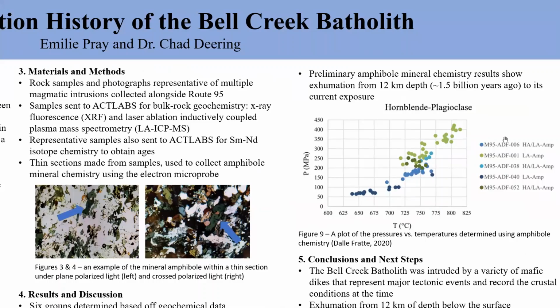The chemistry of the mineral amphibole captures the pressure and temperature conditions of the crust when each crystal formed. Using amphibole chemistry data within an amphibole geothermobarometer, the preliminary data shows us that the batholith is exhumed from a depth of about 12 kilometers.